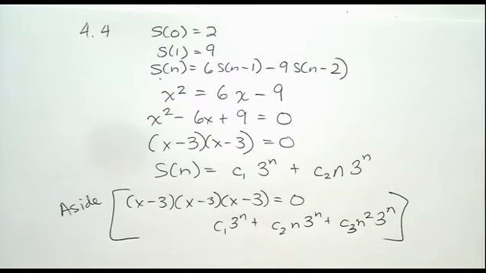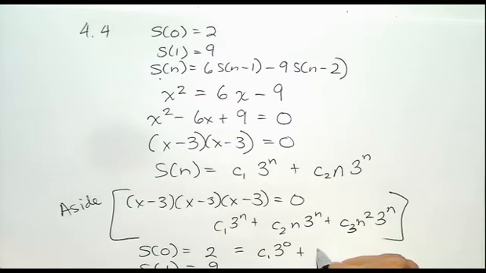Okay, now we have to figure out what C1 and C2 are. We use our basis for that. So we have S of 0 equals 2, S of 1 equals 9. And then I write down my formula, C1, but I plug in a 0 for n.